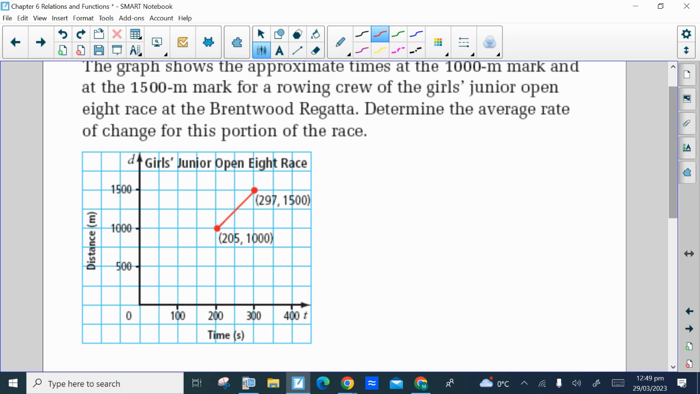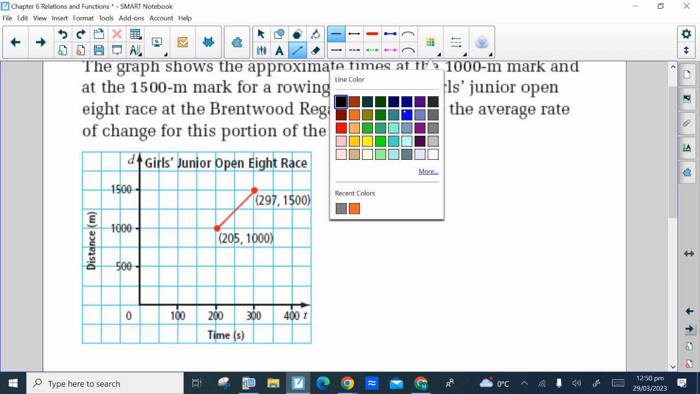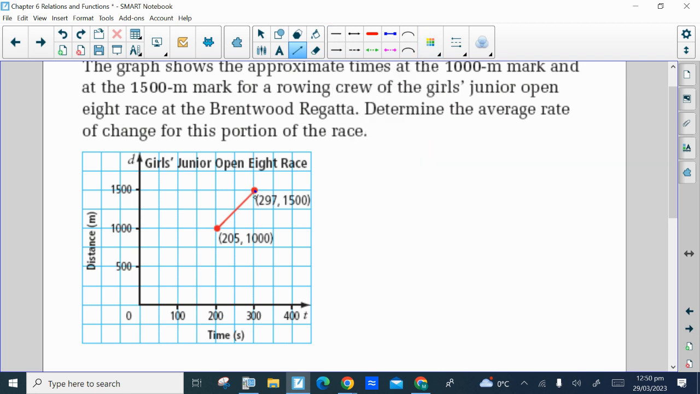So then this next graph shows approximate times at the 1,000 meter mark and the 1,500 meter mark for a rowing crew of girls that are in the Junior Open 8 race at the regatta. Now we want to determine the average rate of change for this portion of the race. So we can do it the same way we did the last one, use the slope formula, but we can also do it by creating a right triangle and calculating the rise and the run from that.